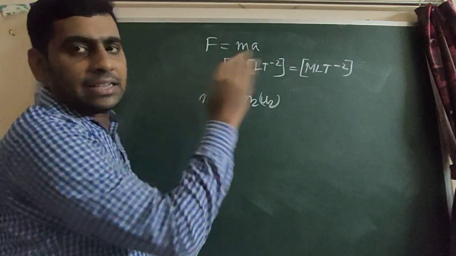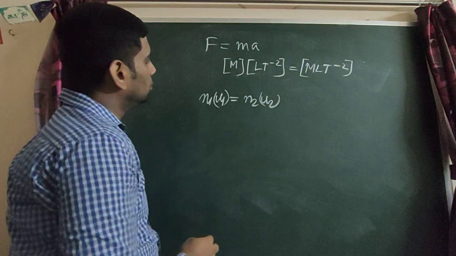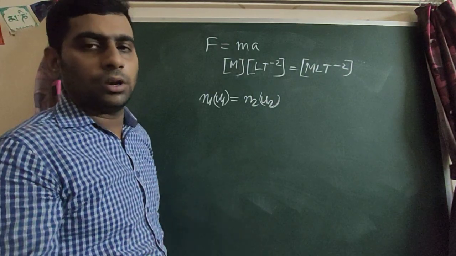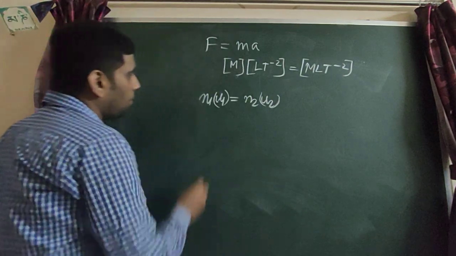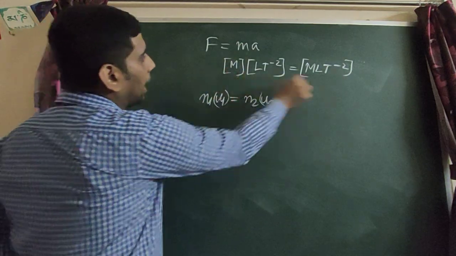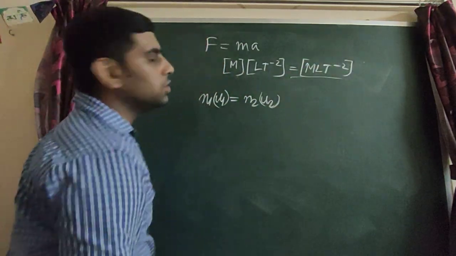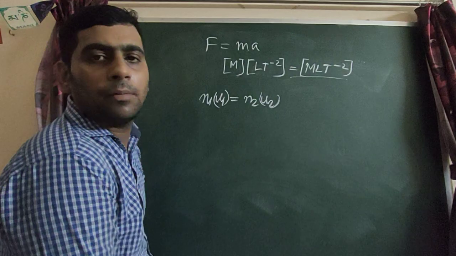So now suppose SI and CGS I am talking about. I am trying to find out 1 Newton equals to how much dyne. For this, first I will see the dimension of force, M L T to the power minus 2.